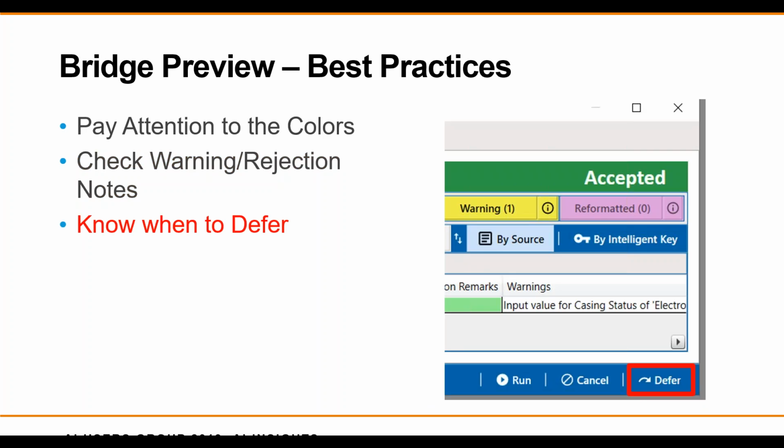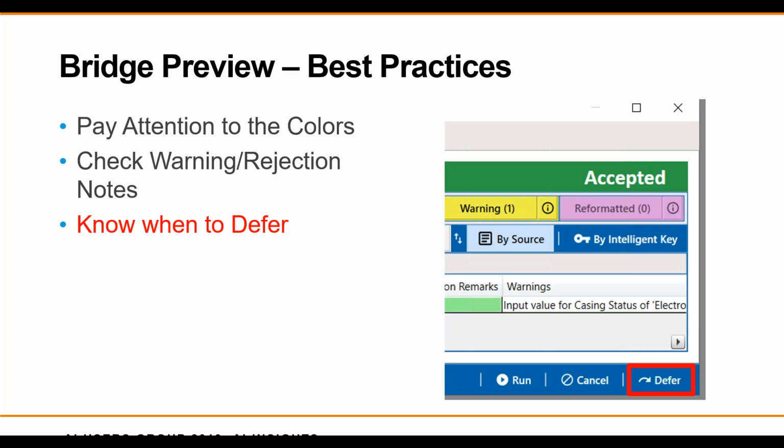Know when to use the defer button. This is one of the buttons at the bottom right corner of the window. What this does is, like Tony mentioned, the bridge preview pre-processes these Excel spreadsheets or text files and loads them in as temp tables in PCS so that you can have access to this view where we're pre-validating the data. Because it's stored in this nice, safe table, you can come back to it whenever you want.